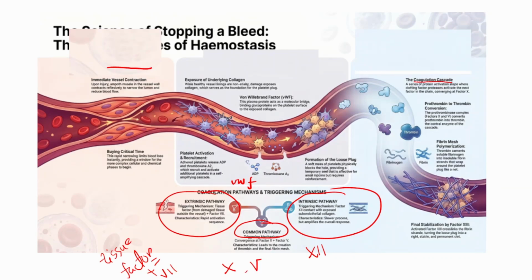This active enzymatic engine executes a master biochemical conversion. It cleaves, or breaks, the inactive plasma protein prothrombin into the central enzyme of the entire cascade, thrombin.